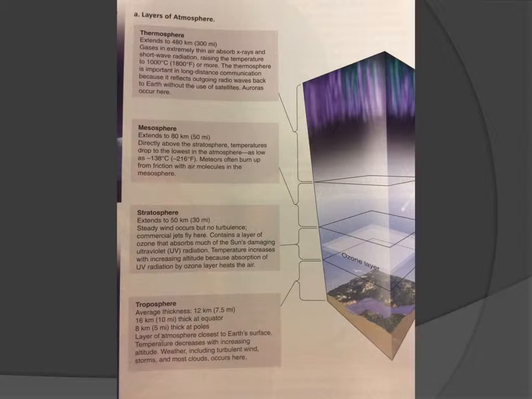There are four main layers of the atmosphere. The troposphere, which is where we actually live, and it contains our weather. Then the stratosphere. This is where commercial jets fly. It contains a layer of ozone that absorbs much of the sun's damaging ultraviolet radiation. Temperatures increase with increasing altitude here, because the absorption of UV radiation heats up the air.